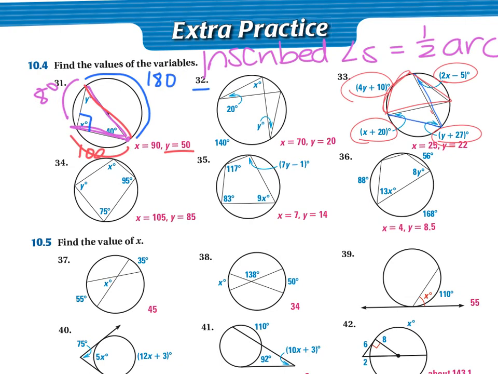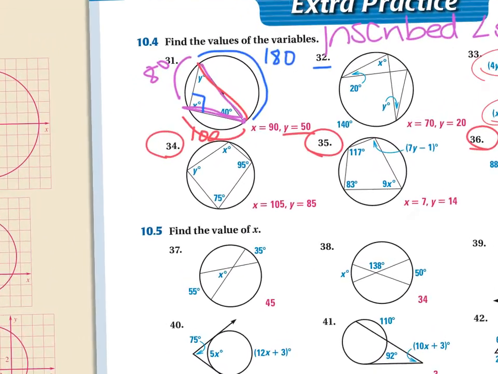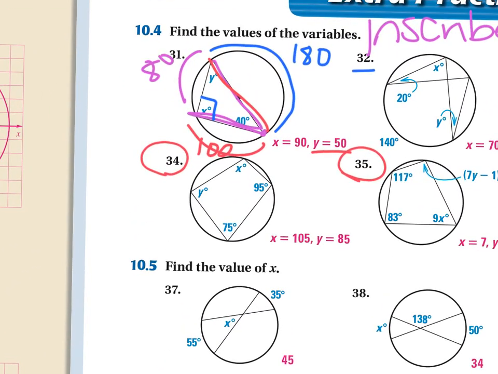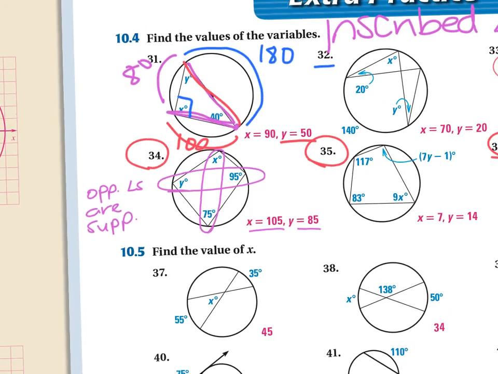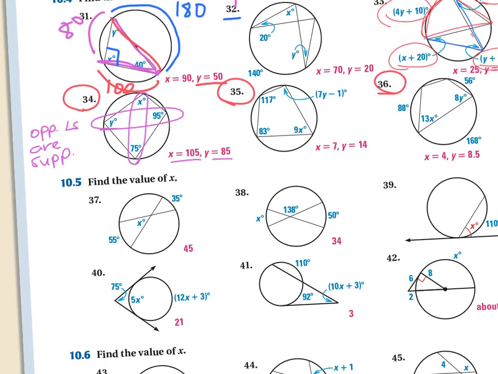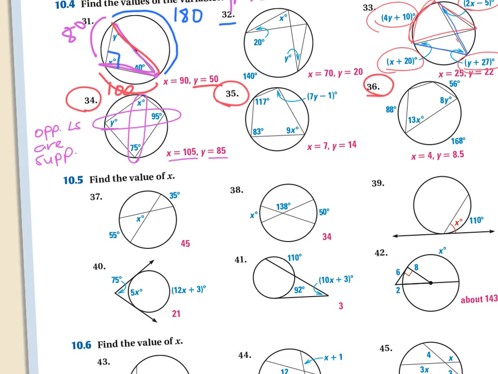And then we got into quadrilaterals inscribed in a circle, and these, the opposite angles, would be supplementary. So if I did x and 75 have to add up to 180, subtract the 75 from the 180, that's where you get the 105 from. And then the other way, y plus 95 would have to equal 180, subtract, and you'd get the 85. 35 is the same, you just have variables involved.